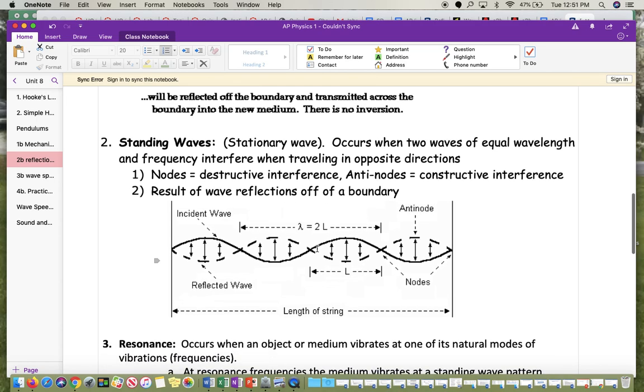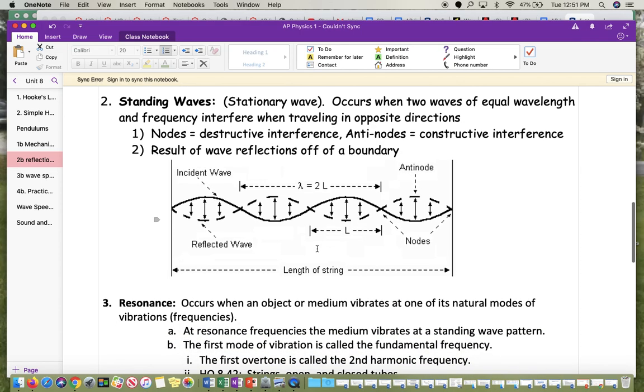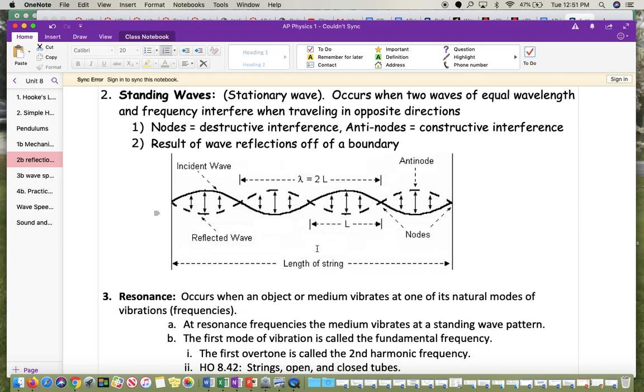All right, so when the standing wave patterns form, this is what's called resonance. So we can shake a rope up and down, make it reflect off the wall. If we don't reach a specific mode of vibration or a specific frequency, we will not get a standing wave that generates. So when resonance occurs, then a standing wave forms. And resonance occurs when an object or a medium vibrates at one of its natural modes of vibrations or one of its natural frequencies. This can be any object that generates a waveform, okay?